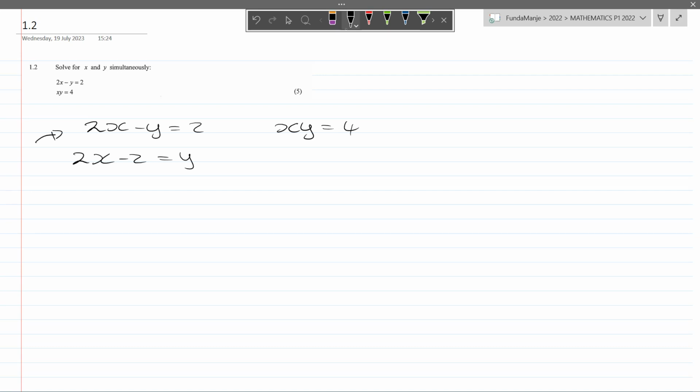So if we do that, we're gonna have x, and let me write it here, x, and in y we substituted 2x minus 2. Don't forget your brackets. This will be equal to 4. Then we simply multiply in. So this will give us 2x squared minus 2x is equal to 4.